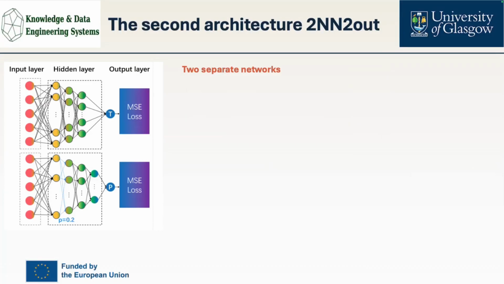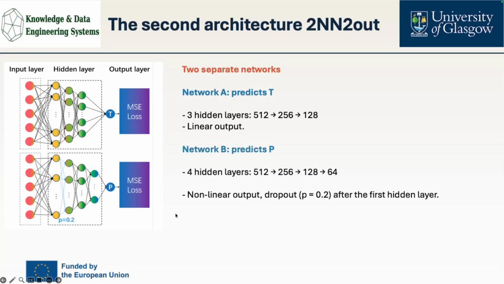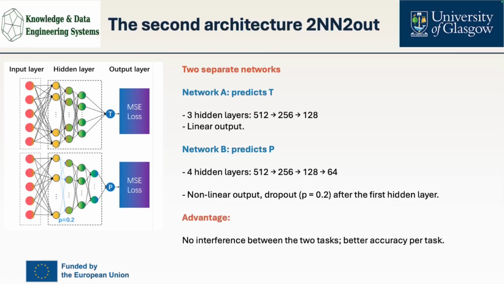For the two neural network architecture, we could have one simpler neural network for the temperature with 3 layers, and one with more layers for the position. And we can also apply dropout here to avoid overfitting. The advantage of this network is that it can give better accuracy.